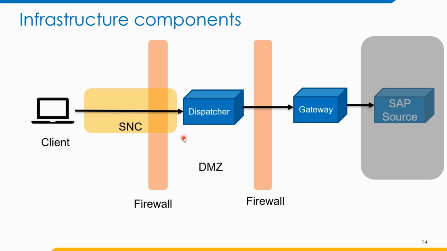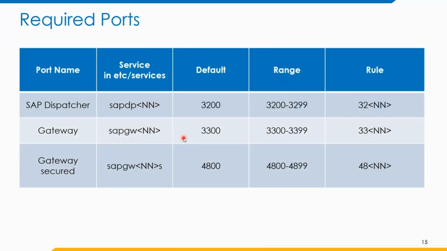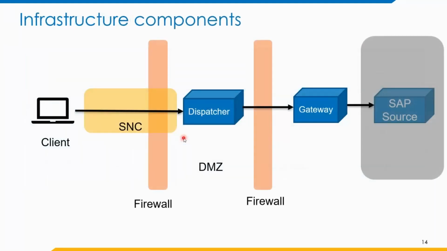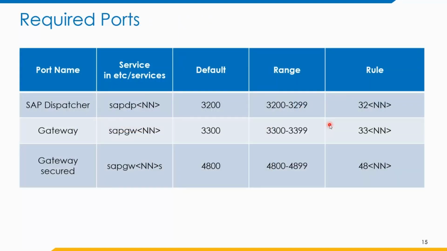So this is the infrastructure architecture where the client is trying to communicate with SAP sources. With respect to the SAP dispatcher component, gateway component, and gateway secured component, these are the ports that must be open in the SAP system.